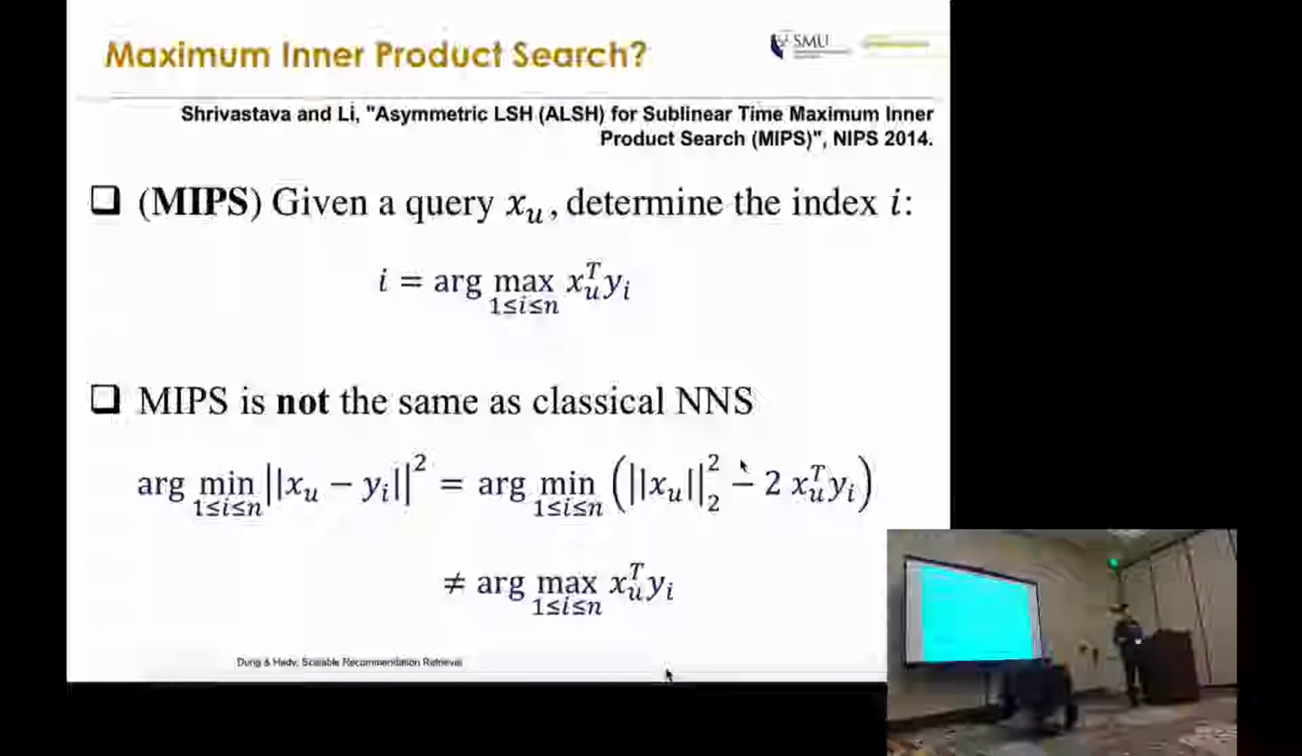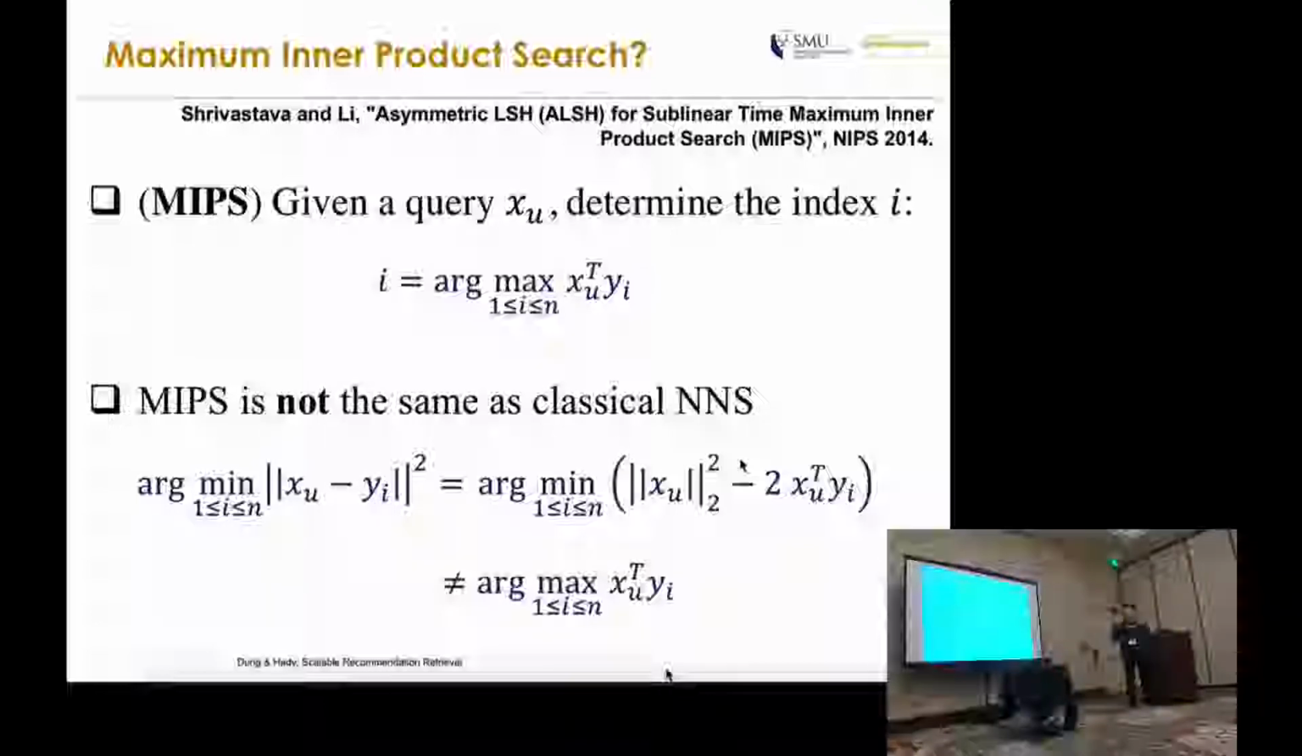And as Hardy explained, maximum inner product search is not equivalent to nearest neighbor search due to the difference in the nature of the metric that defines the problem. Maximum inner product search is based on inner product score, whereas nearest neighbor search is based on Euclidean distance or L2 distance.